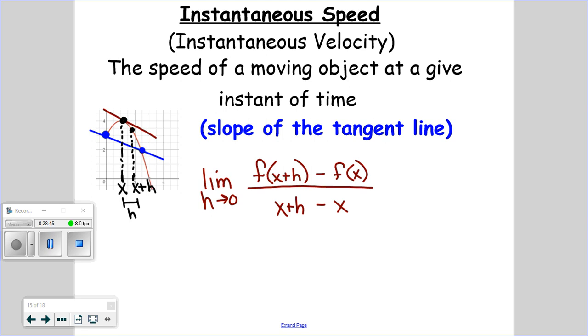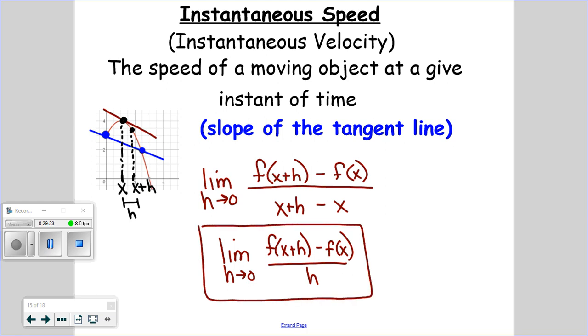The other thing that would get cleaned up on here is, first of all, look at the bottom here. x plus h minus x. Well, would there be an x there? No. So the formula you guys will see for instantaneous speed, instantaneous velocity is this: the limit as h approaches 0 of f of x plus h minus f of x over h. It's not a made-up formula, but that's cleaned up. It's slope, but x minus x is cleaned up out of the denominator. This is the one you want to know. Questions on that?